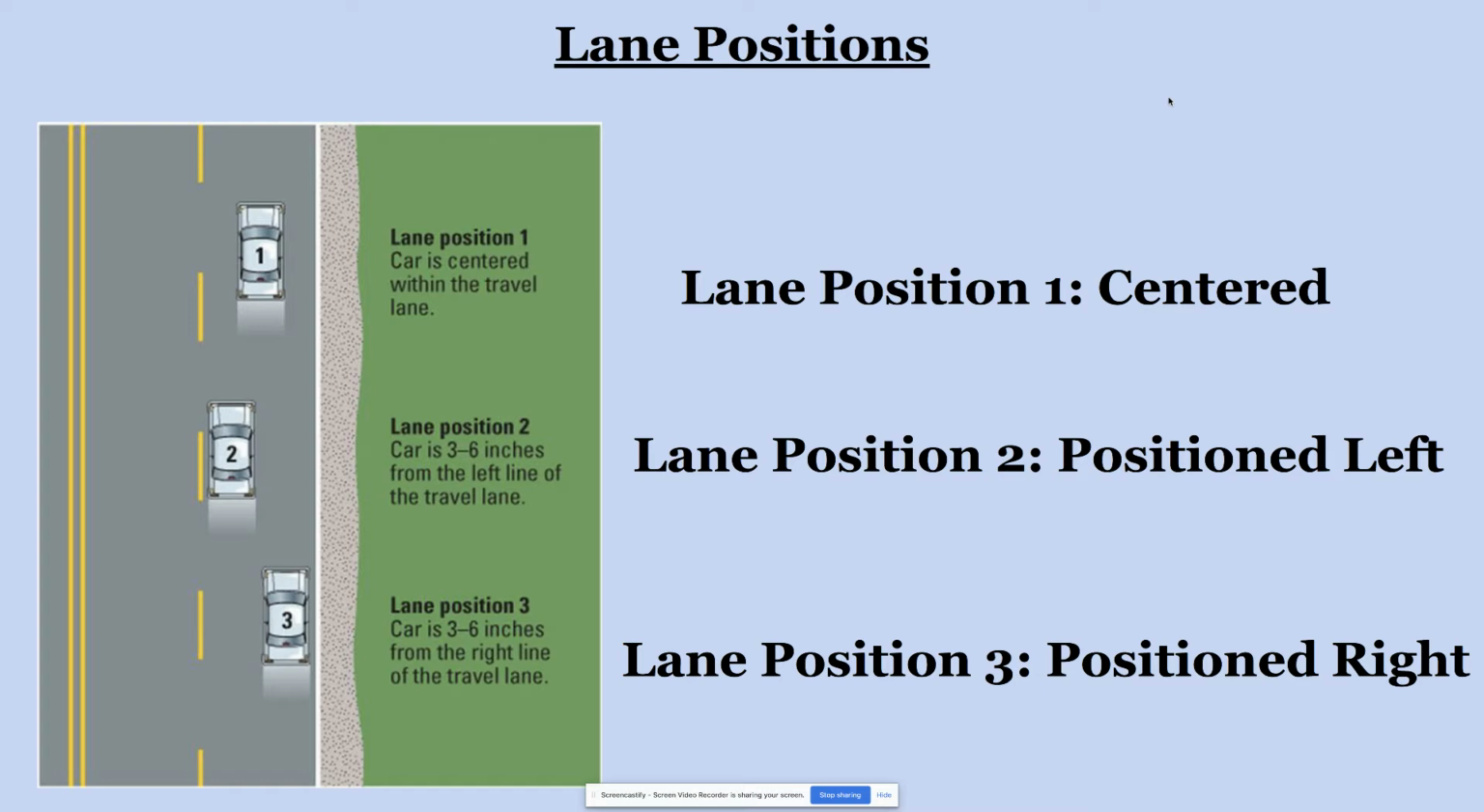All right, lane position 3 is the position you're going to be using that's closer to the right curb. And in many cases, that's where you position your vehicle in order to make a right turn. So you have 3 lane positions: 1 in the center, 2 to the left, 3 to the right.